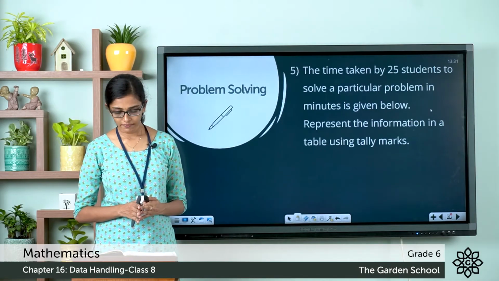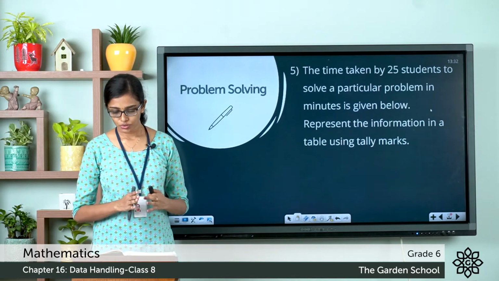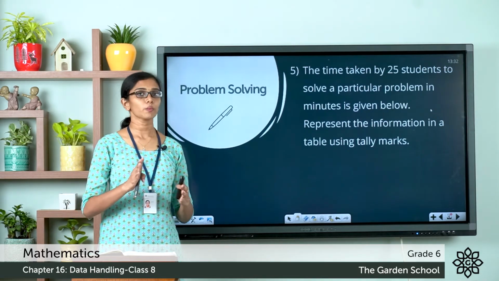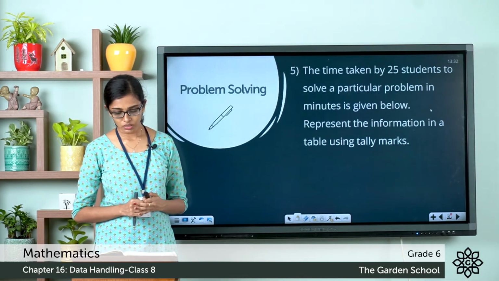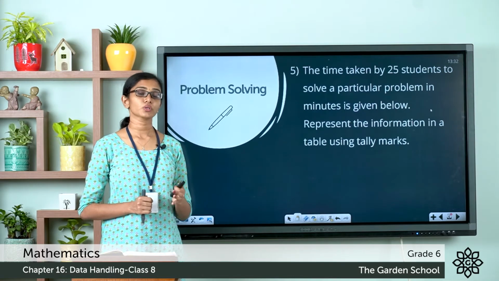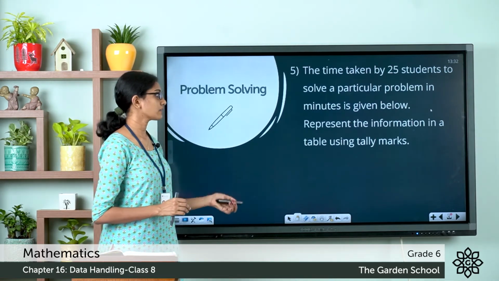So what is the data given to you? This is the time taken by 25 students to solve a particular problem. The first student here has taken 4 minutes to solve the problem. The second student has taken 5 minutes. The third student also took 5 minutes. Similarly, the time taken by 25 students is given here.